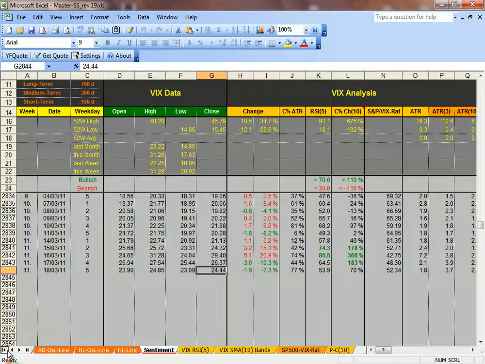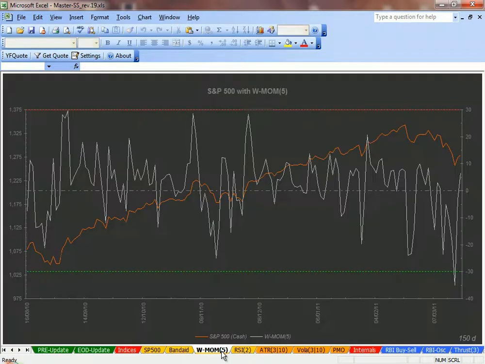I'll show you here the short-term 5-day momentum oscillator. This is the last 3 months. That was as far as it's been in the last 3 months. Of course, the market has been nothing lately but up, but this is the first time in 3 months that it actually reached a deeply oversold.